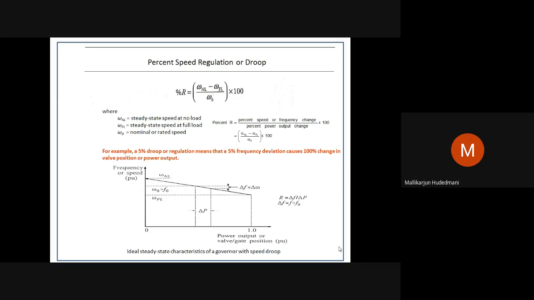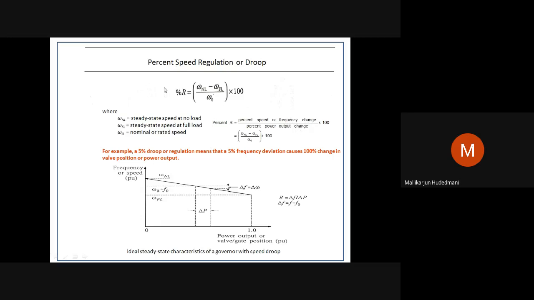So therefore, percentage R can be represented as percentage speed or frequency change to the percentage output change, into 100. You can say another representation as a definition. It can be change in frequency as such.